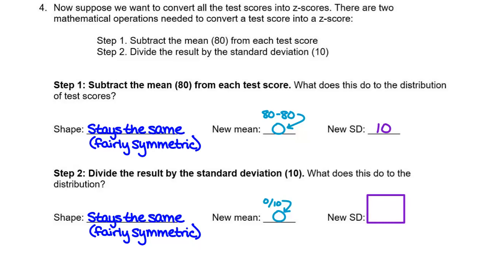What will happen to my standard deviation? What happened on the other side when we multiplied and doubled everybody's scores? What happened to my measure of variability? It doubled. In this case, I'm dividing everything by 10. Will my standard deviation stay the same? What will it be? It'll be a 1.